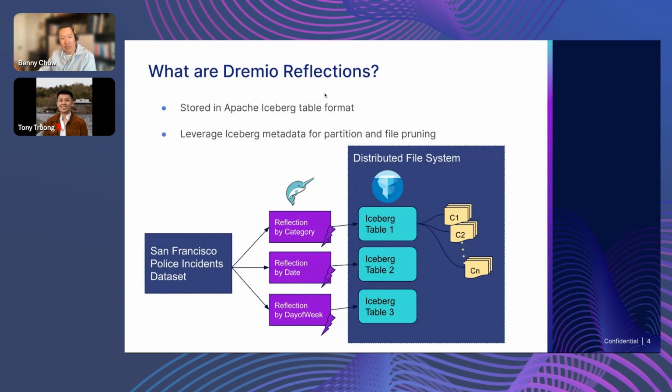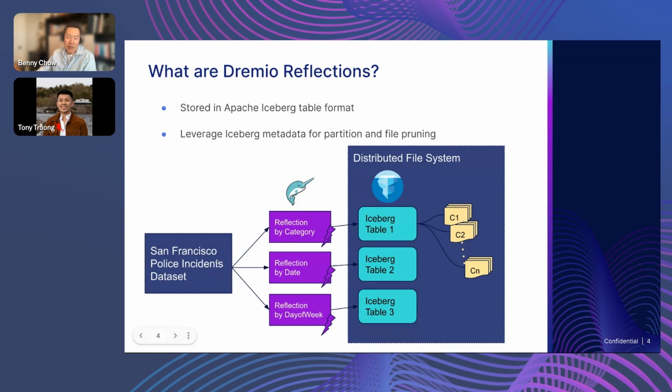Now, Dremio Reflections is basically married to Apache Iceberg because the reflection is physically stored in the Apache Iceberg table format. And then we leverage the Iceberg metadata to do all the partition and file pruning. So to give you an example, in the future slides, I'm going to be showing you a bunch of plans that are based on the San Francisco police incident data set.